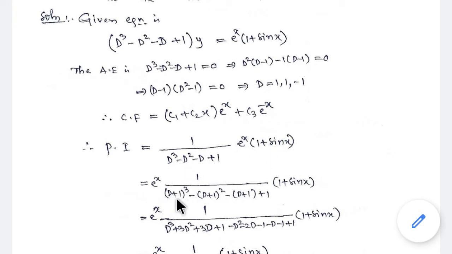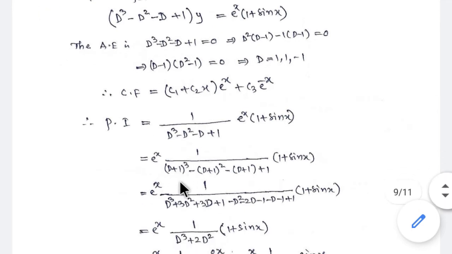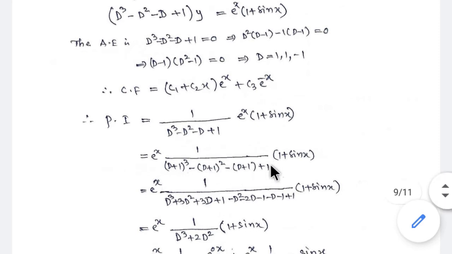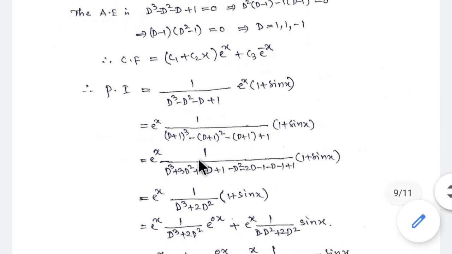D plus 1 means here a is 1, the coefficient of x in the exponential function is 1. So wherever there is D, you have to write D plus 1. D is replaced by D plus 1. So D plus 1 whole cubed minus D plus 1 whole squared minus of D plus 1 plus 1. This is equal to e raised to x, which you keep as it is. The work of this is over.